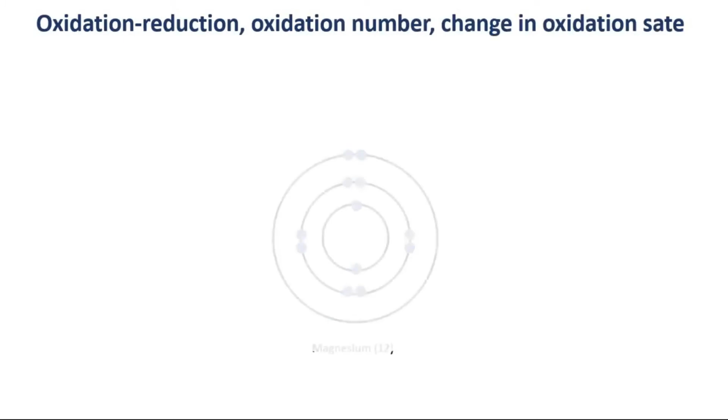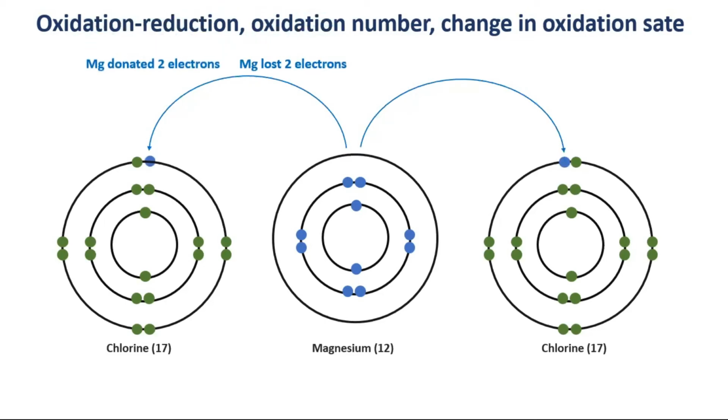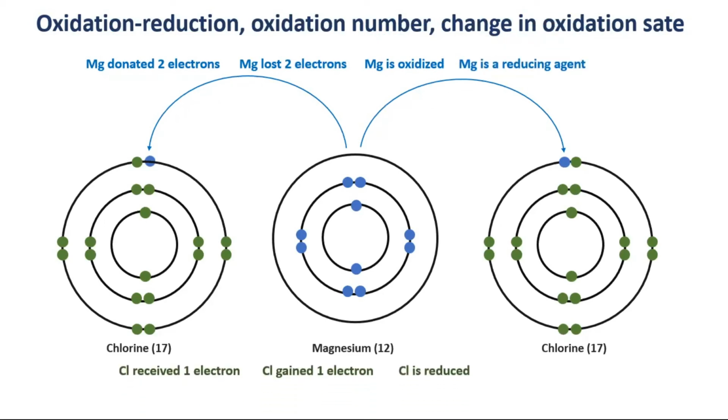We will now accumulate all our information in a single place. Let's observe an ionic compound formation by magnesium and chlorine. What happened during the reaction is 2 electrons from the outer shell of magnesium go to the outer shells of 2 different chlorine atoms. So magnesium lost 2 electrons, or oxidation happened to magnesium. Therefore, magnesium is the reducing agent. Both chlorine atoms gained 1 electron and reduced. Therefore, chlorine is the oxidizing agent.